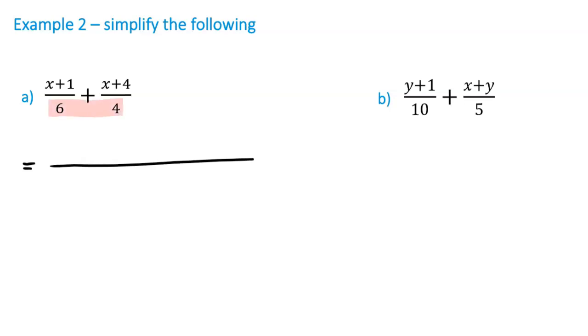Looking at the denominators of this example, A, we've got 6 and 4. The lowest common denominator here is going to be 12, not 24. We want the lowest one possible, because 6 times 2 is 12 and 4 times 3 is 12. So we need to multiply the bottom of this one times 2 and the bottom of this one times 3. Whatever we do to the top, we must also do to the bottom. But we've got a bit of an issue.